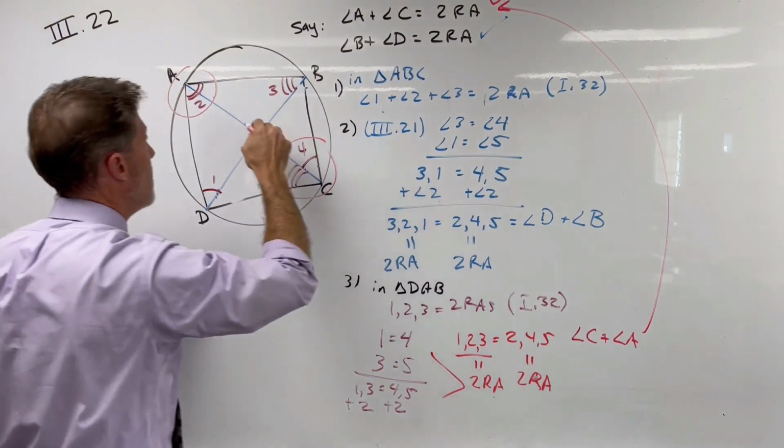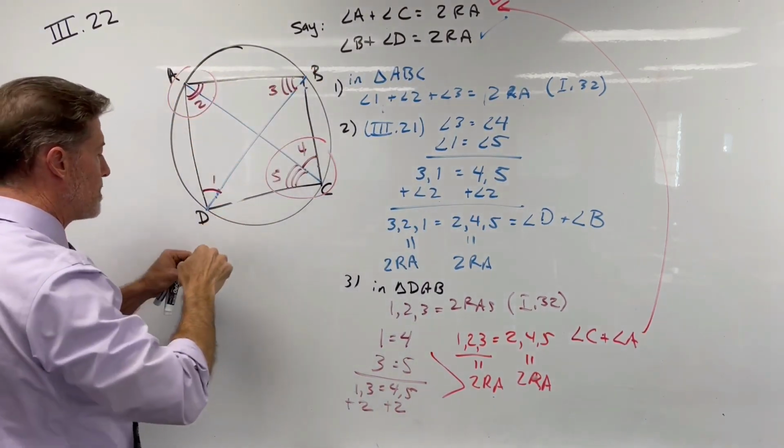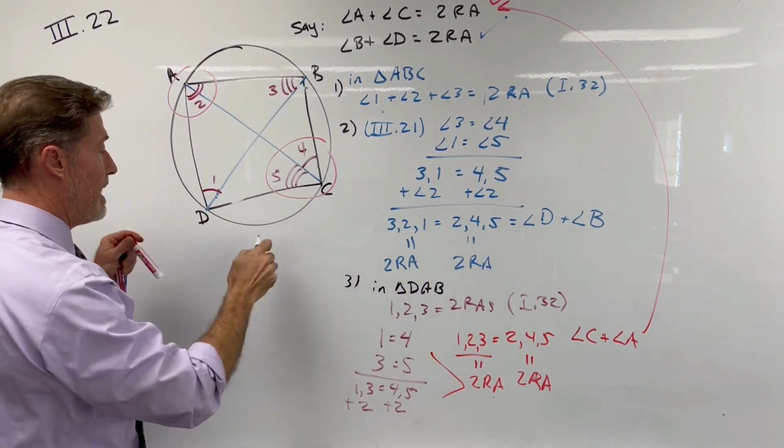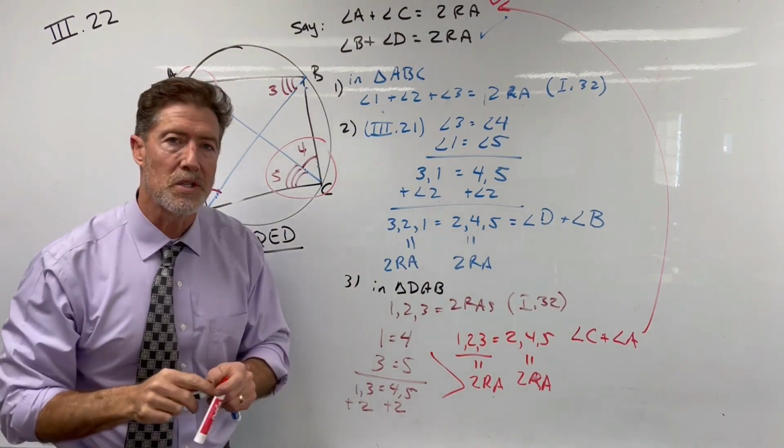And therefore, the opposite angles of quadrilaterals in circles are equal to two right angles. And that's what we were given to prove. And so we've done it, so we conclude QED.